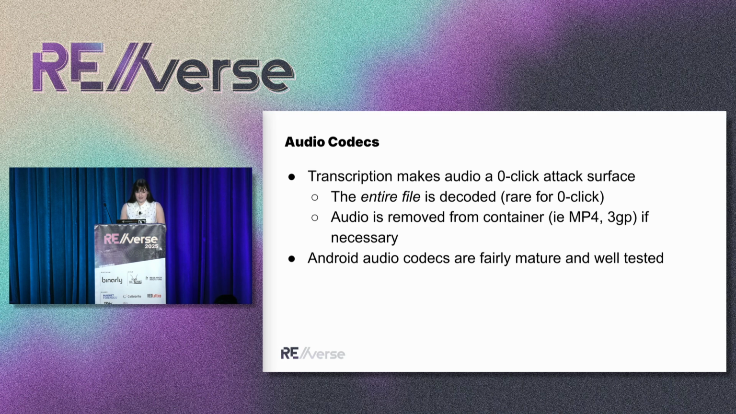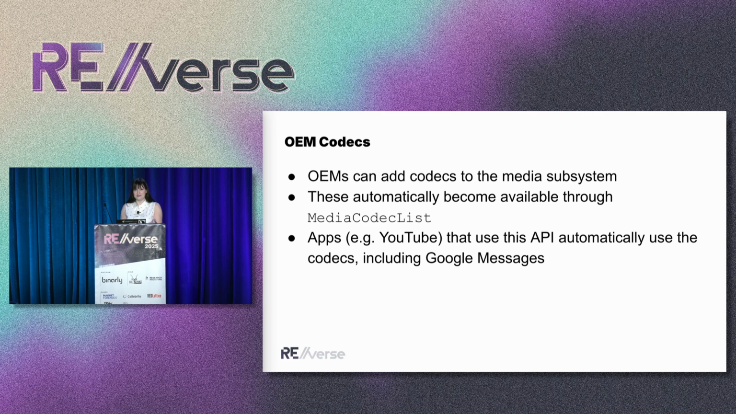But on the flip side, Android audio codecs are also fairly mature and well-tested, so I thought this wouldn't be promising. But then I looked into how OEMs do this, and it turns out that OEMs can add their own codecs, and they do add their own codecs. And they'll automatically become available through this media codec list API, which actually surprised me. So this kind of means that every app will be using this, even if the developers didn't intend. So if I opened up YouTube on a Samsung phone, it would use the Samsung codecs, even though obviously YouTube didn't intend to use them.